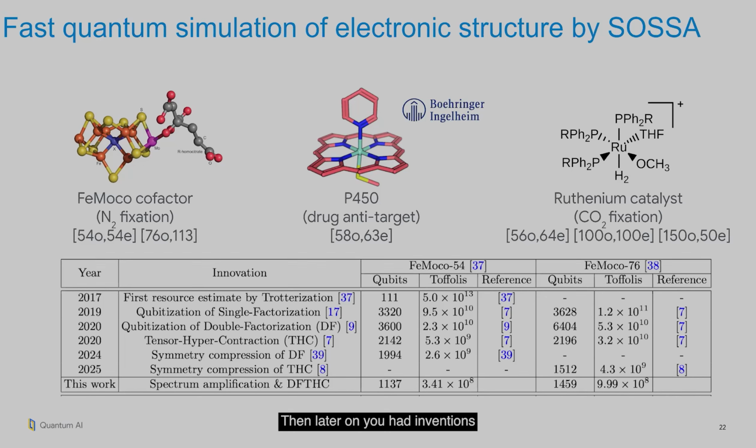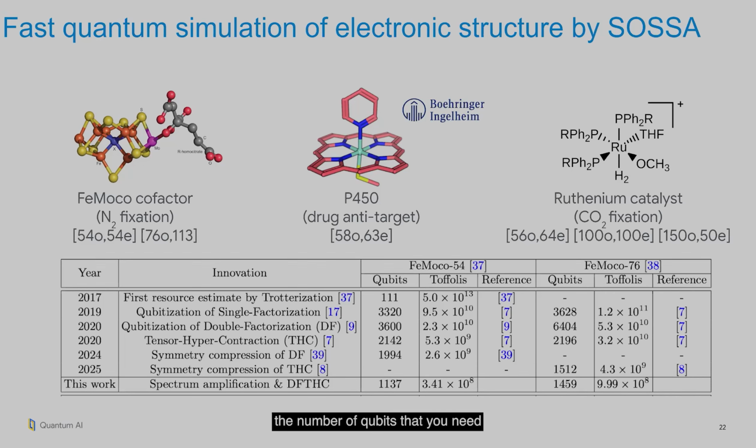Then later on, you had inventions like qubitization, and then you also had ways to compress this 2-electron tensor of n to the 4 terms into smaller and smaller low-rank approximations. There's a single factorized approximation, there's double factorized approximation, there's THC. And then later on, there were also ways to reduce lambda by a technique called symmetry compression. So in this work, we have a new low-rank representation for this 2-electron interaction. It's a generalization of DF and THC, so we creatively called it DF-THC. Then we also apply spectrum amplification, as described earlier on, combined with symmetry compression from 2014 and 2015.